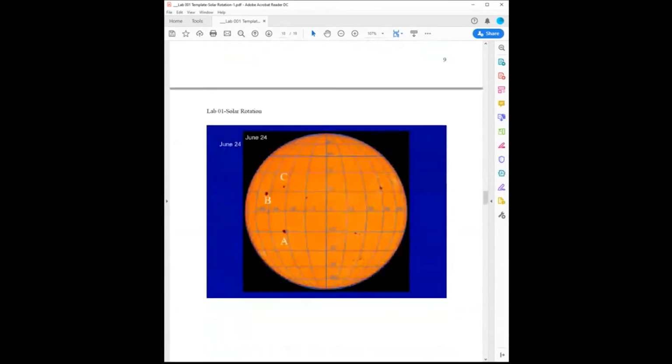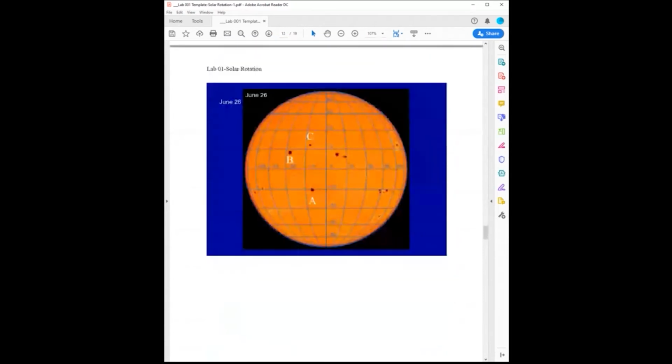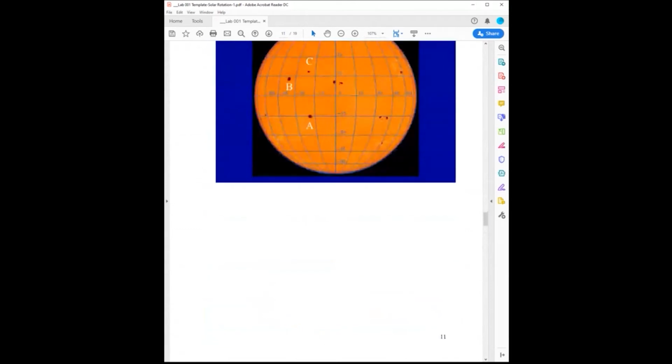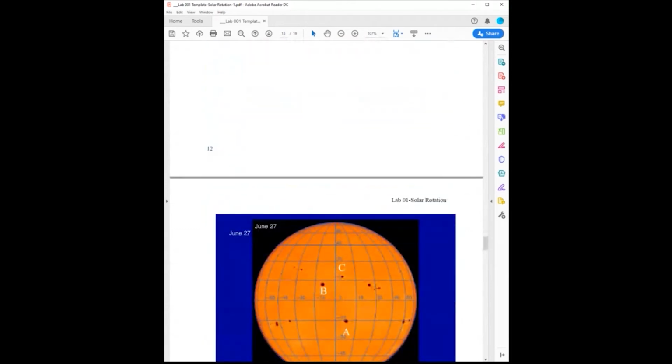And if you look at June 24th at spot A, now it's right here. And that's not quite to negative 30 degrees, so you have to estimate in between the longitude lines exactly what that is. And that's approximately, estimate it to be like 31, 32. Negative 31, negative 32. And then you do that for all of the sunspots throughout all of these images here.